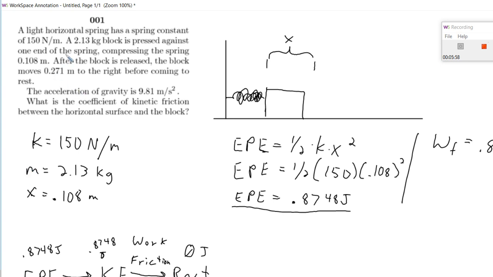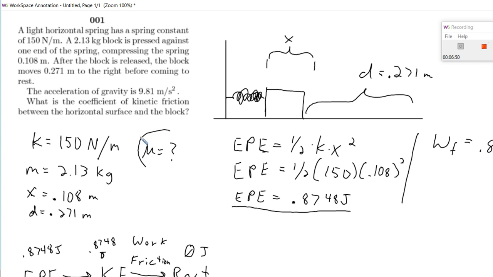You'll remember, and we see that the block moves 0.271. All right, so the total distance that it covers then is actually going to be 0.271 meters. So I'll write that down as well, that D equals 0.271 meters. And what we're asked for is mu. So mu equals question mark, and that's what we're seeking.